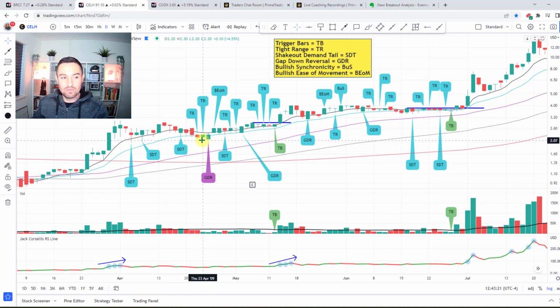Now for the gap down reversal bar, price actually gaps down, it undercuts the recent low here, gaps down underneath the 21 EMA. But what do you notice about where the open of that bar is? The open is the low of the day, then price pushes up. So what is that telling you from a supply and demand perspective?